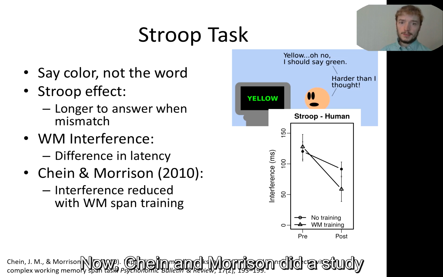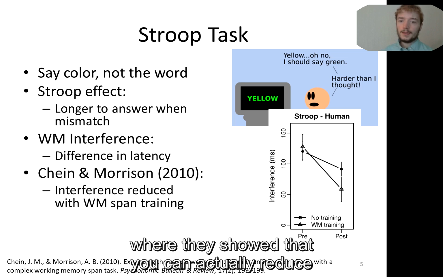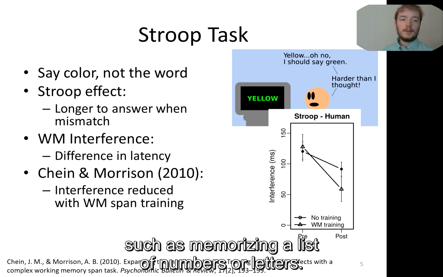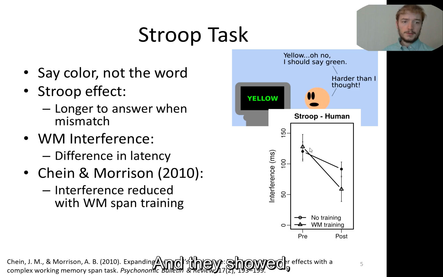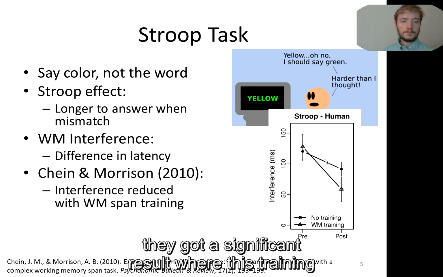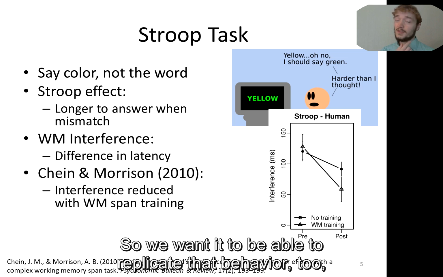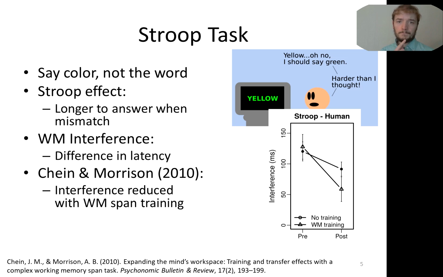Now, Chain and Morrison did a study where they showed that you can actually reduce this working memory interference by training in working memory span, such as memorizing a list of numbers or letters. And they showed they got a significant result where this training did reduce interference by quite a bit. So we want to be able to replicate that behavior too in our model.